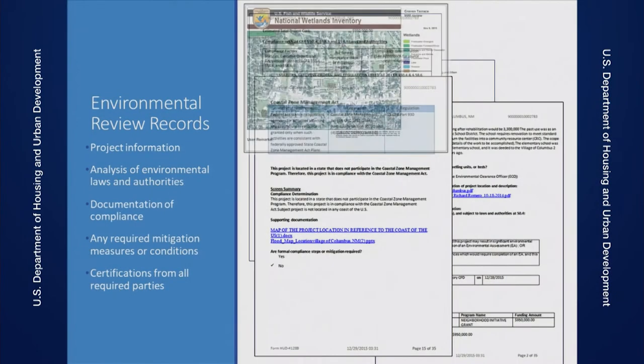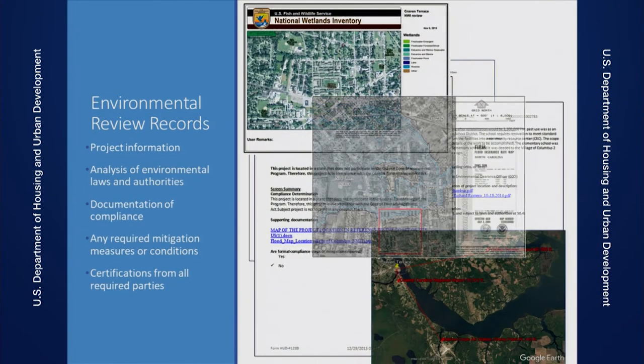Crucially, the purpose of an environmental review is not just to comply with all of these laws, but to document that compliance and to share the background analysis with the public. The environmental review record is a public document that the affected community has a right to review and comment on. So as I said, the environmental review record is a public record showing that the environmental review was completed.